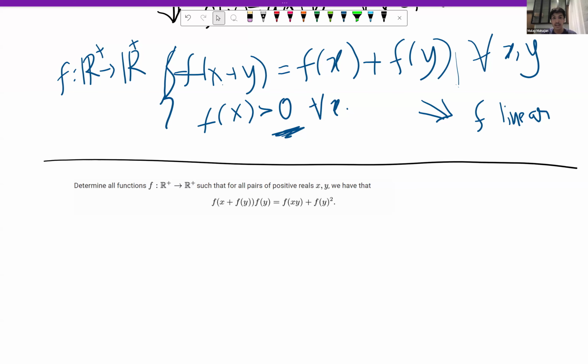If someone has seen this problem, I'll give another buffer problem. Just give me a minute.